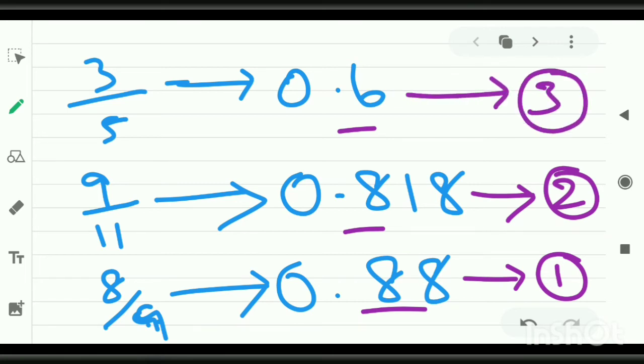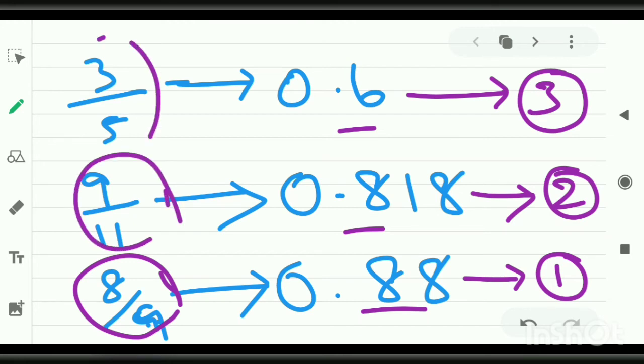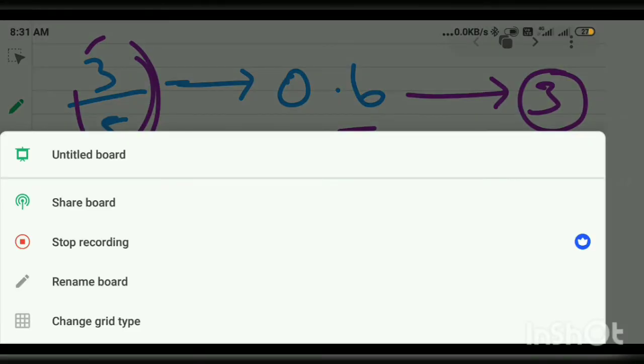When we write it, we have to arrange it in the descending order, right? What is the descending order? 8 by 9 greater than 9 by 11 greater than 3 by 5. Good. We have successfully solved. Let's get into the next problem.